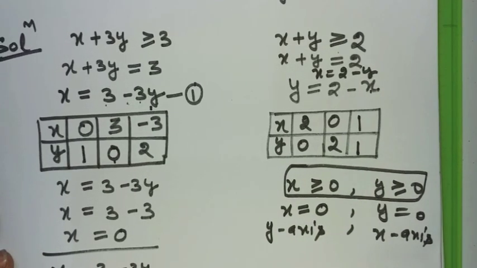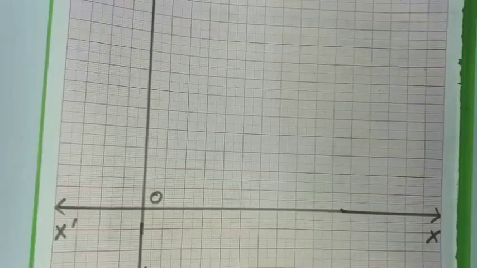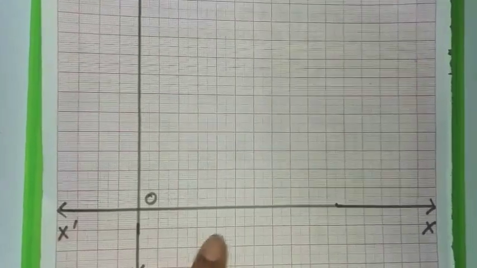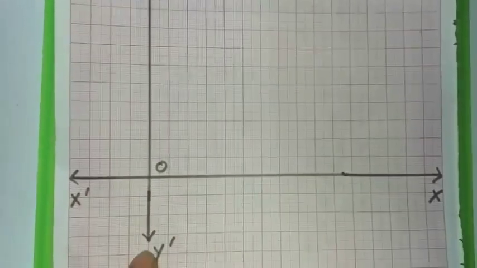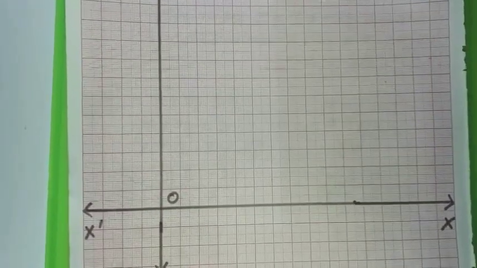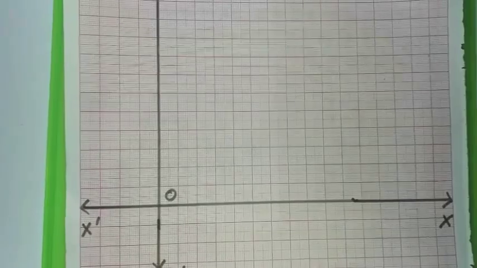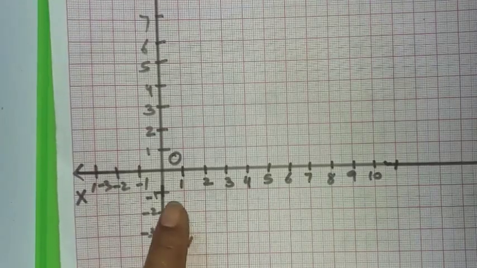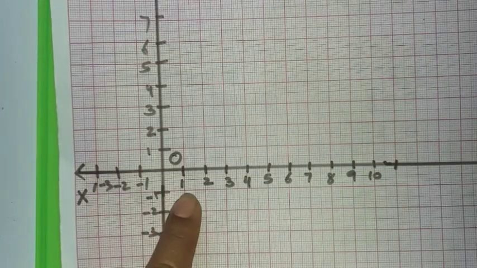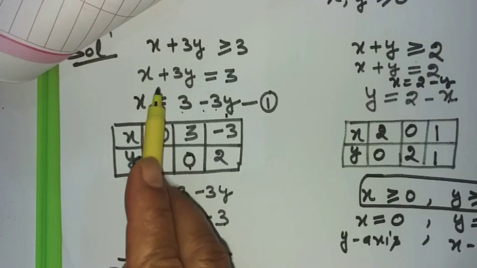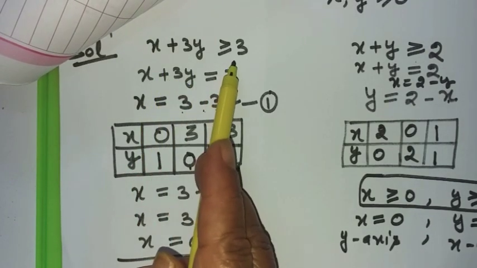So now let us proceed to draw the graph. Now you can see this Cartesian plane, x-axis, y-axis, negative x-axis, positive x-axis, negative y-axis and positive y-axis. Now the tables that I have already made, I am going to plot those values in this graph sheet. You can see I have marked the scale and we have taken 1 unit to be equal to 1. Now let us come back to our first inequality, x plus 3y greater than or equal to 3.